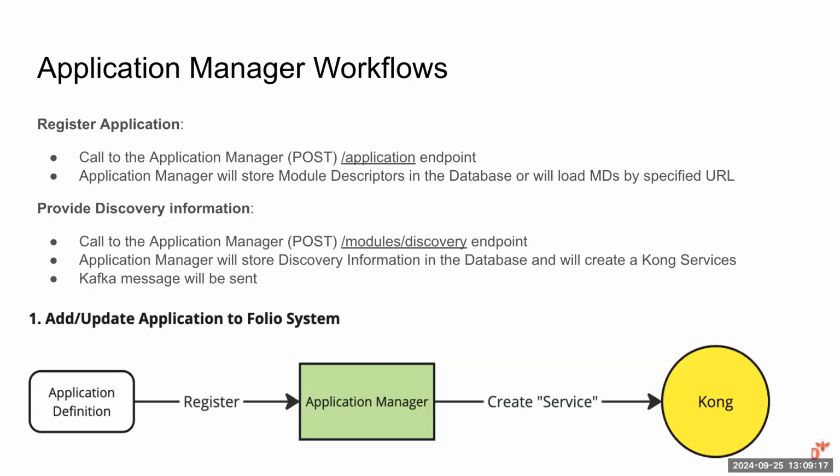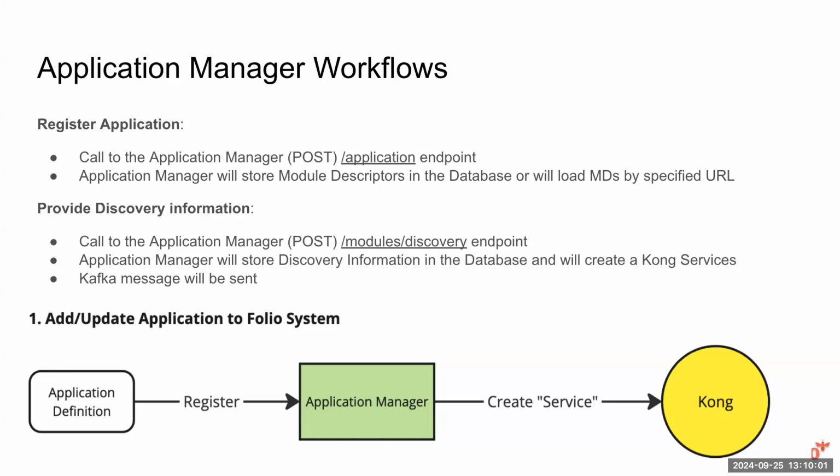And in the application manager workflow section, I want to present a pretty simple flow for application manager usage. So we are going to register an application. What should we do? Actually, we should call application manager with a post request to the application endpoint. Application manager will store module descriptors in the database, or if you provided these module descriptors as URLs, application manager will download these module descriptors and store them in its own database.